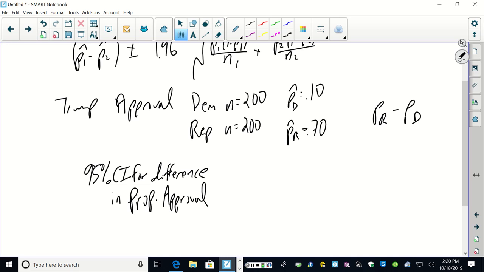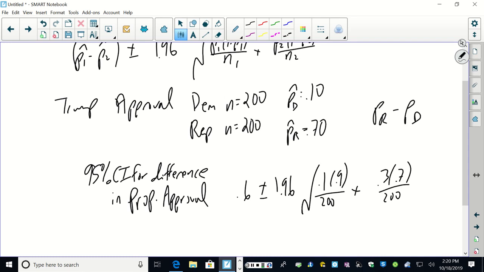Right? So there's a difference of 0.6 plus or minus our 1.96. You're going to have 0.1 times 0.9 over 200, and 0.3 times 0.7 over 200. Square root of all that. Okay. And this thing comes out to be like 0.52 up to 0.68. So the difference between Republican approval versus Democrat approval is, we're 95% confident, between 52 and 68%. Pretty big difference. And that reflects some of that.